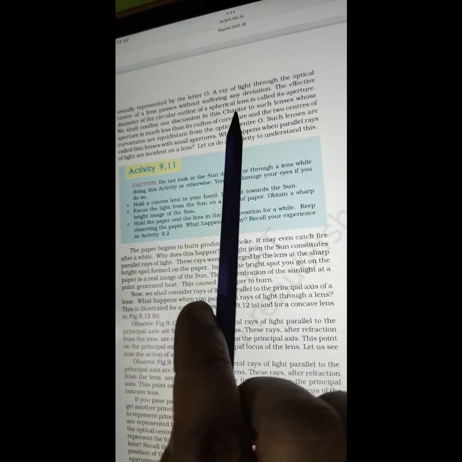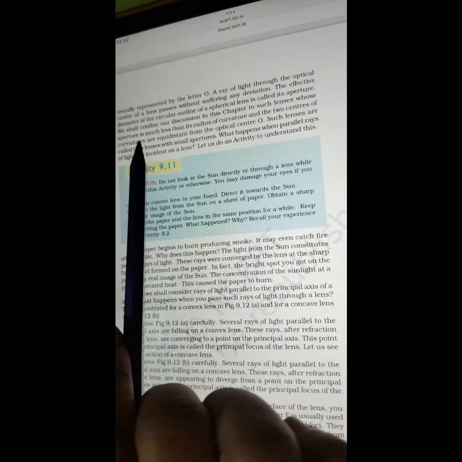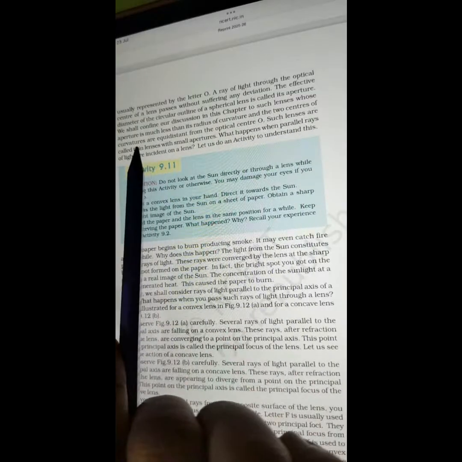A ray of light through the optical center of a lens passes without suffering any deviation. The effective diameter of a circular outline of a spherical lens is called its aperture. We shall confine our discussion in this chapter to such lenses whose aperture is much less than the radius of curvature and the two centers of curvature are equidistant from the optical center O. Such lenses are called thin lenses with small apertures. What happens when parallel rays of light are incident on a lens?